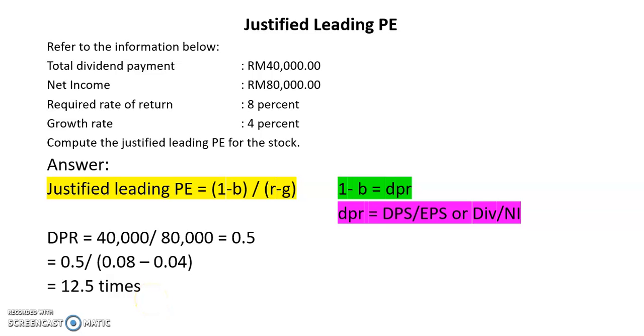Okay. If you are asked to make a decision on which stock to buy based on the PE ratio, you should be given the market PE ratio. In this question, they just ask you to calculate, so we do not need to make any decision. Okay, so it is a very simple question, but the most important thing is that you understand the formula and understand how to get the figures. Okay, so that's all for justified leading PE. Thank you. Assalamualaikum.